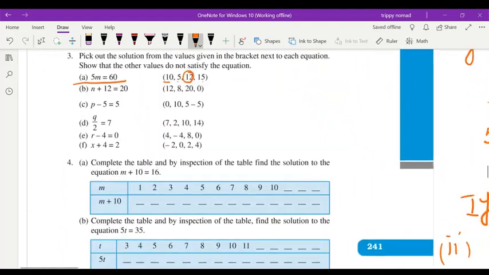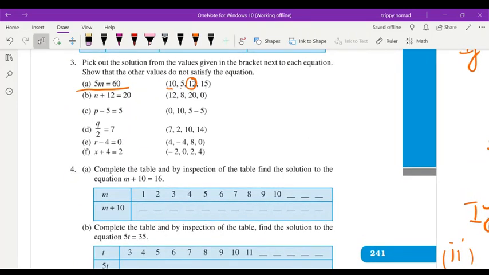Now children, I will try to explain orally. I hope you understood the method I explained. Now the oral explanation: if I put 12, 12 plus 12 is 24, that is not equal. If I put 8, 12 plus 8 is 20, that is correct. If you put other values, like 20 or 0, you will not get the answer.